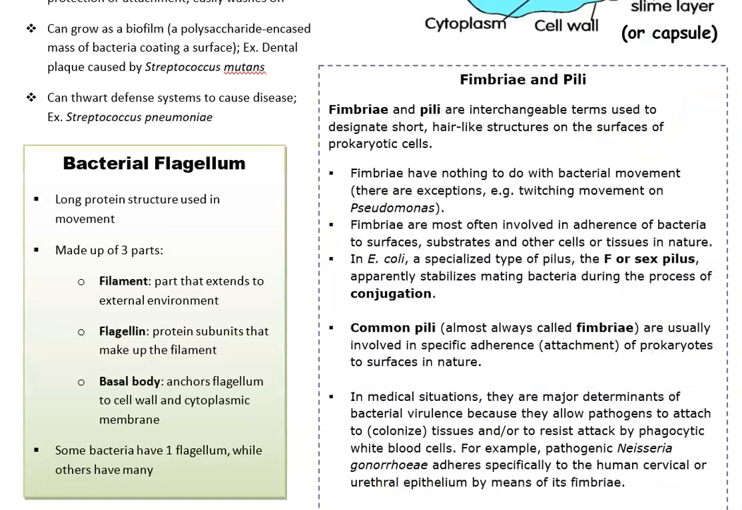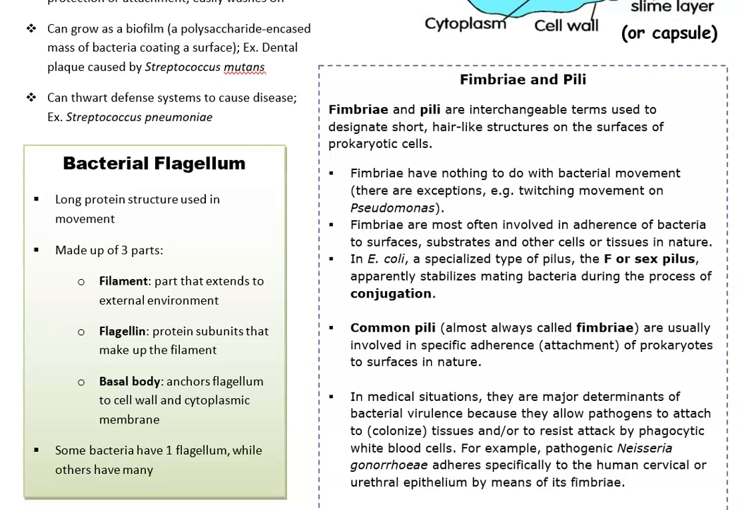So a bacterial cell could have a number of different external parts, parts that extend beyond the internal part of the cell. Examples would be the flagellum, fimbriae, or pili. A flagellum is a long protein structure used in movement. It's made up of 3 parts: the filament, the flagellum, and the basal body. Some bacteria have one flagellum, while others have many flagella.